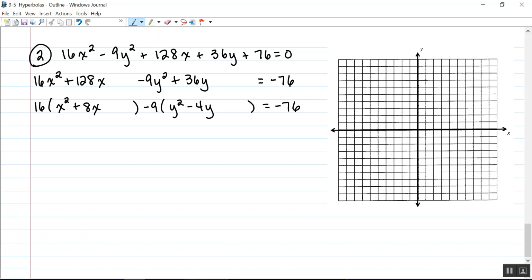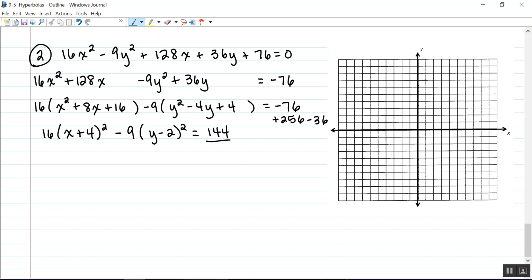Now let's complete the square inside the parentheses. So half of b squared is 16. And again, I didn't just add 16, I really added 16 times 16, which is 256. And completing the square here, half of b squared is a +4, but I didn't really just add 4, I really subtracted 36. So that's going to be a -36. And now let's clean that up. So 16 times (x + 4)² - 9 times (y - 2)² equals, that ends up being 144.